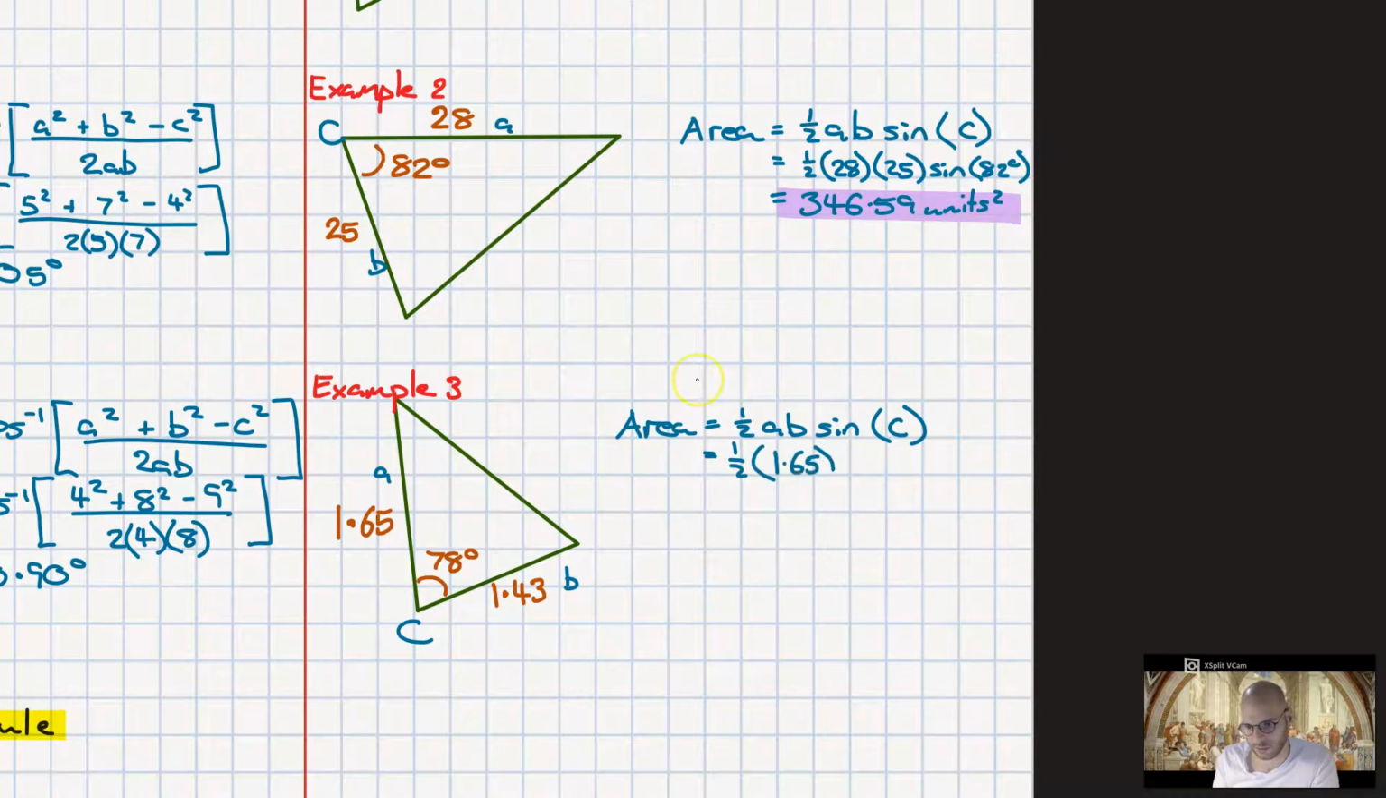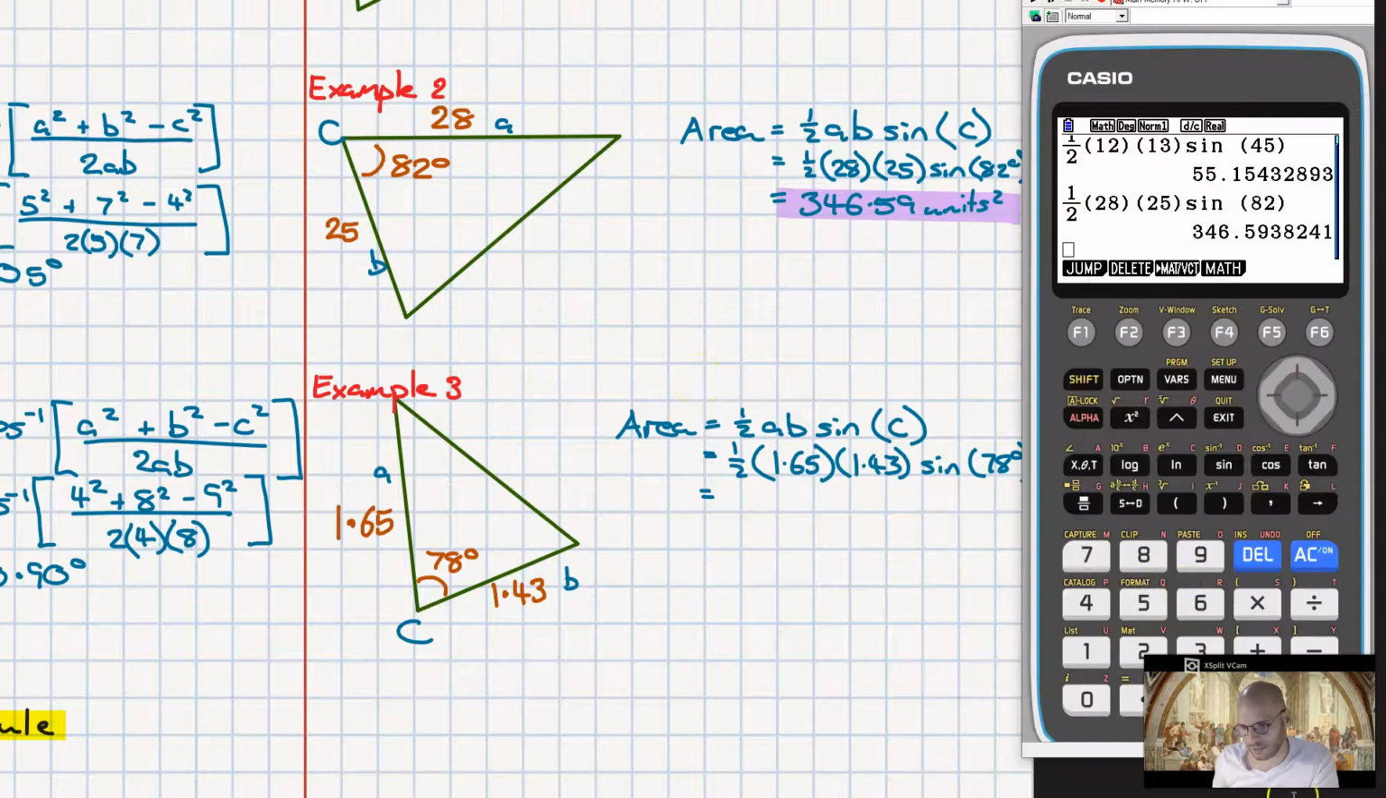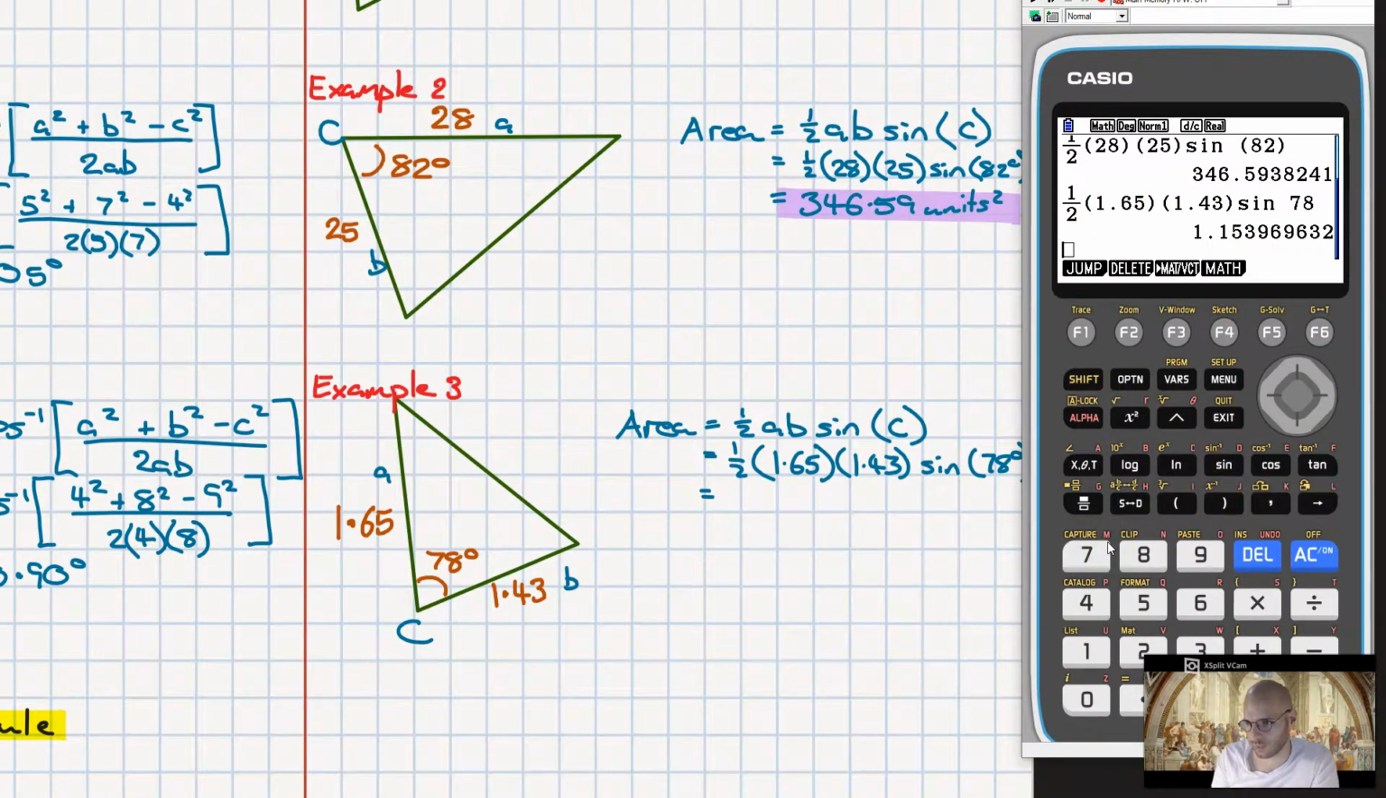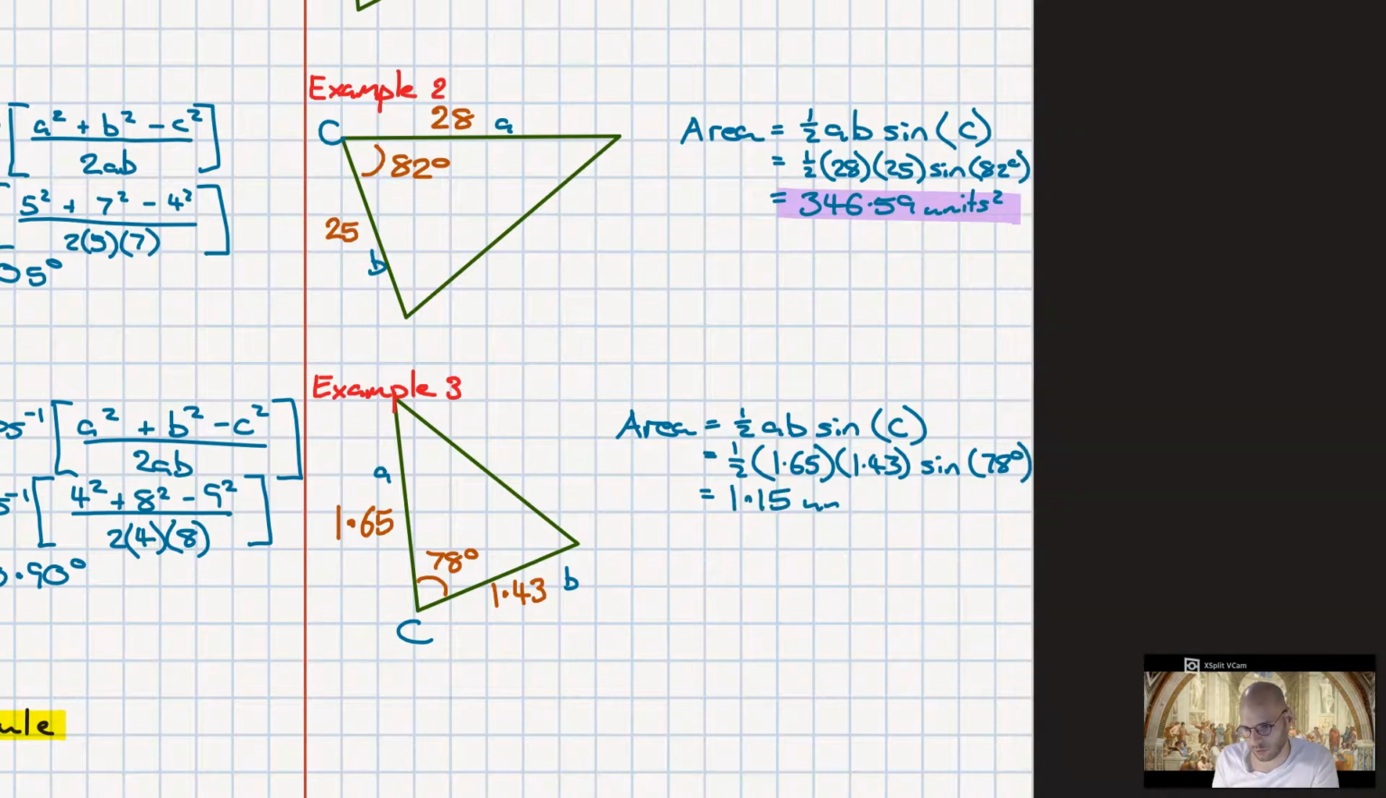Writing this down. Up comes the calculator. Boom. The answer is 1.15 units squared. Thus, we conclude our demonstration of how we calculate the area of non-right angled triangles.